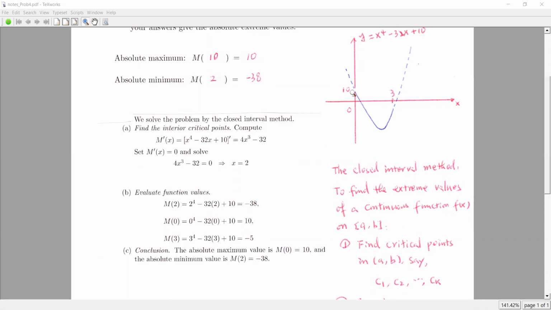That is here. This point is the highest point of this portion. Of these 3 function values, the smallest is negative 38. This is the absolute minimum function value over the given interval. The location of this function value is x is 2. X is 2 is about here. So this point is the lowest point of this portion of the graph.